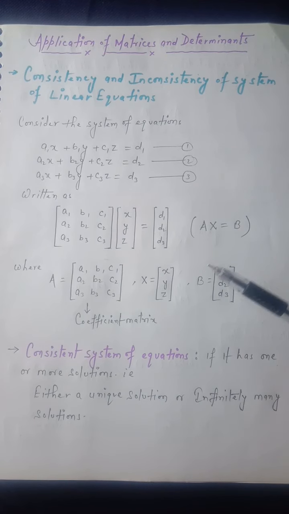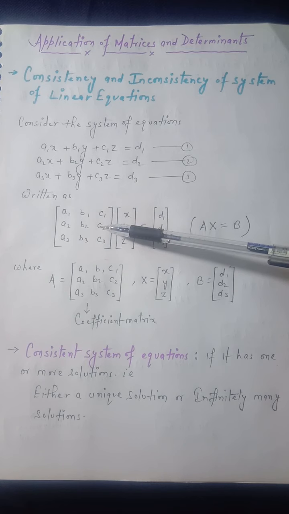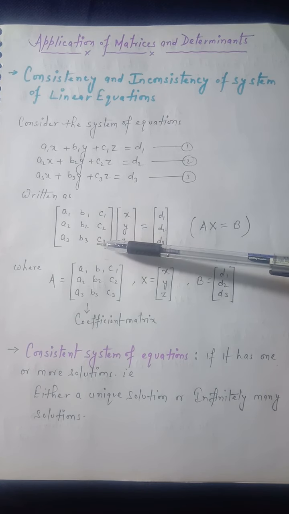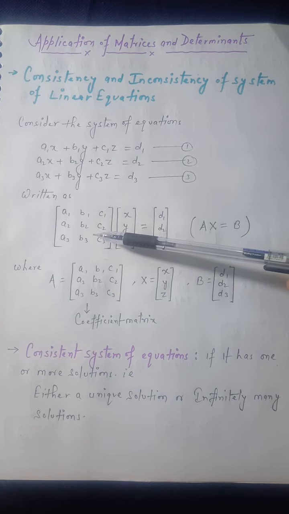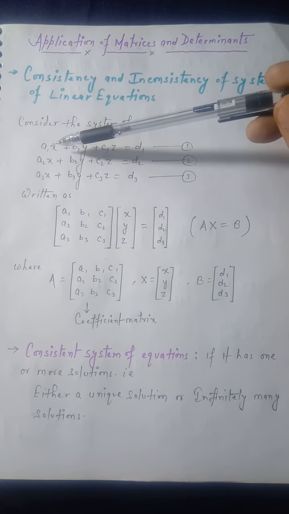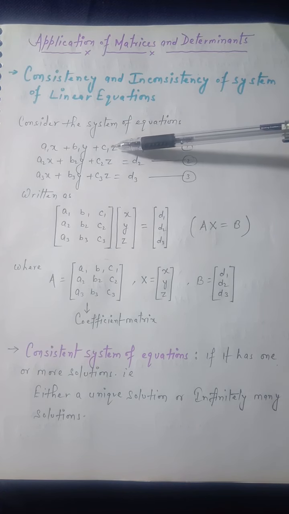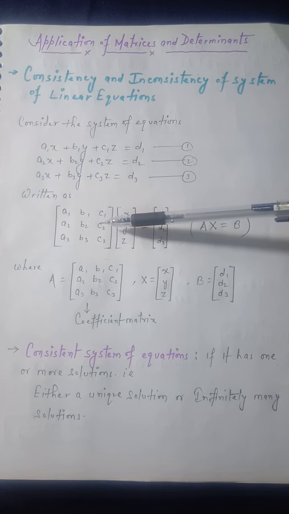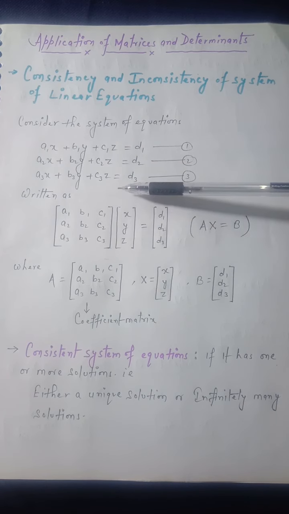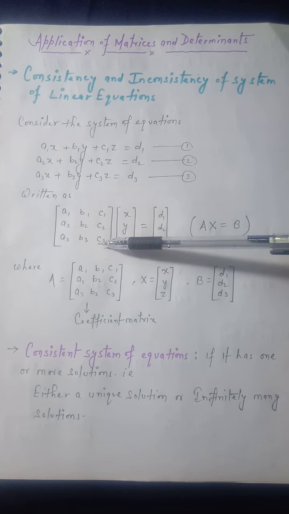You make a matrix which is A1, B1, C1, A2, B2, C2 and A3, B3, C3. Actually, this matrix is formed by taking the coefficients of x, y and z. You can see here the coefficient of x is A1, coefficient of y is B1 and coefficient of z is C1. Similarly, for the second equation I have written the coefficients, and for the third equation, the coefficients are A3, B3 and C3.